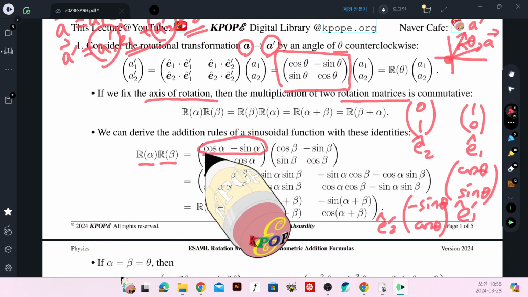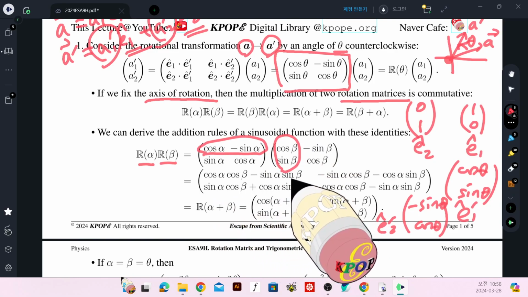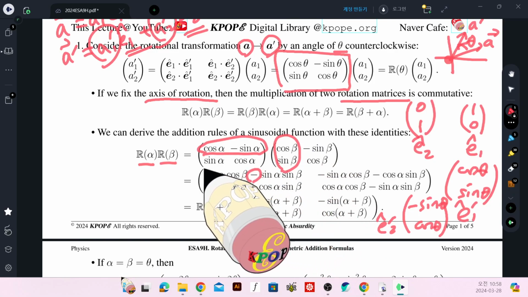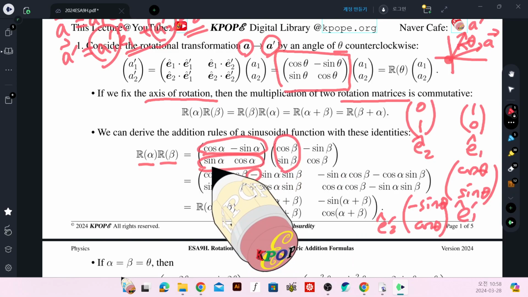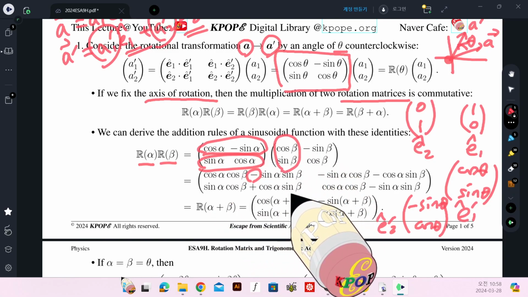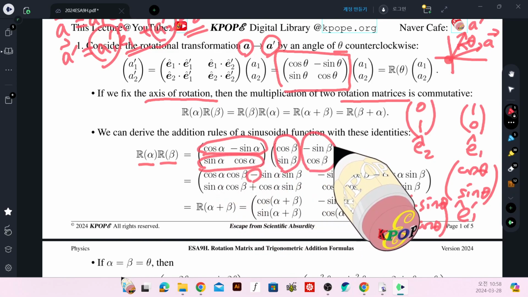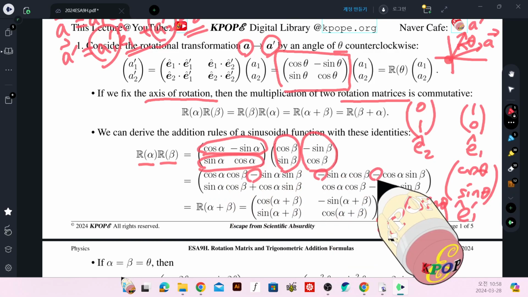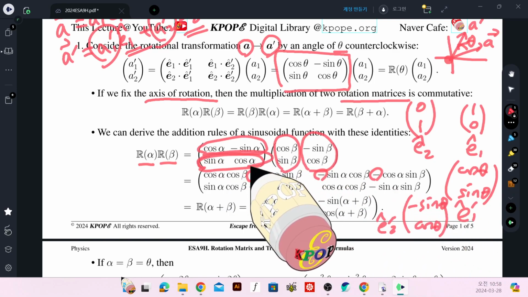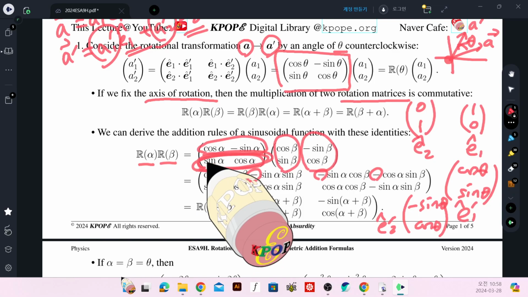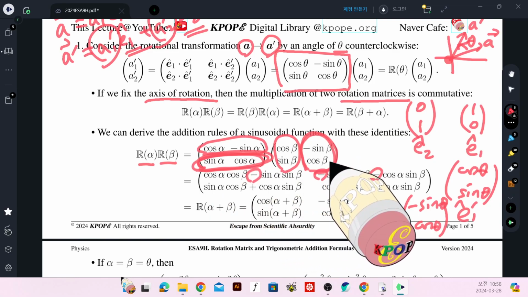Explicit computation of this row, product of this row and column, will give cosine cosine, sine sine with negative sign. And this second row and first column multiplication will give sine cosine and cosine sine. What about this? Cosine sine, sine cosine with both negative sign. And then the last element, this can be obtained by multiplying this row and the second column. Minus sine sine plus cosine cosine.